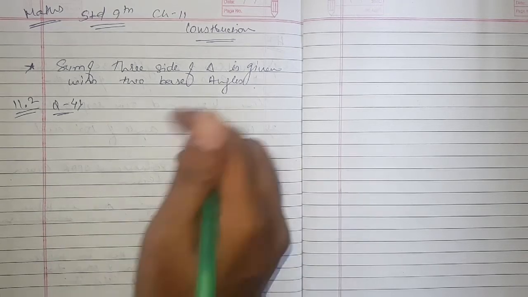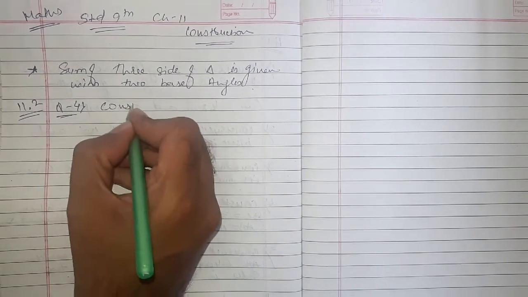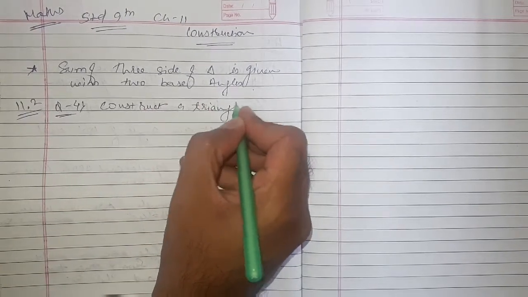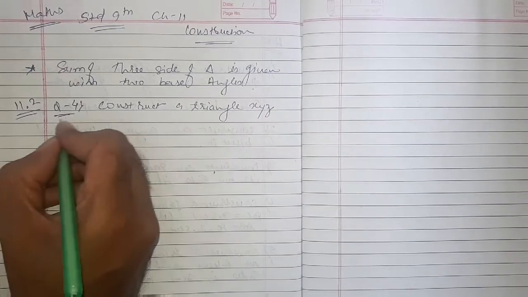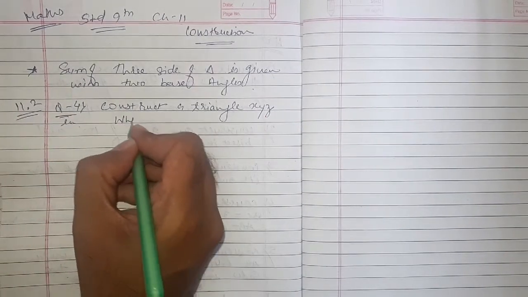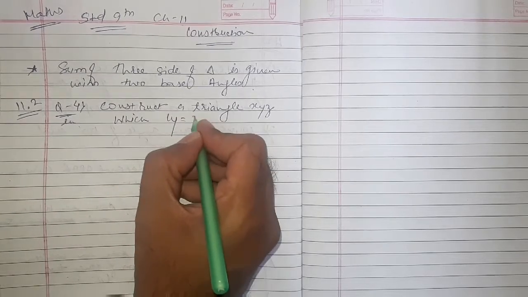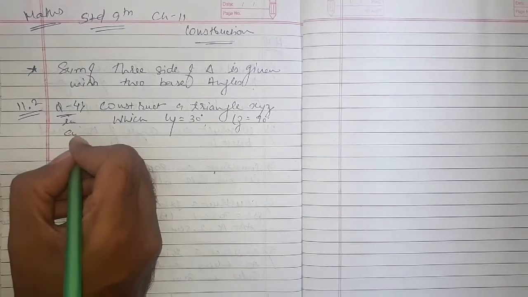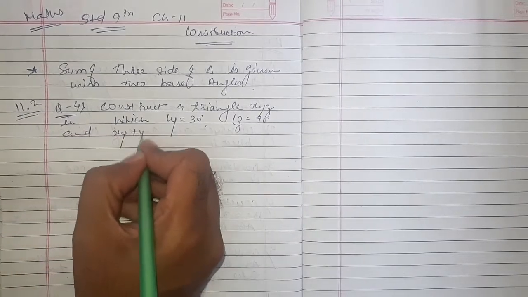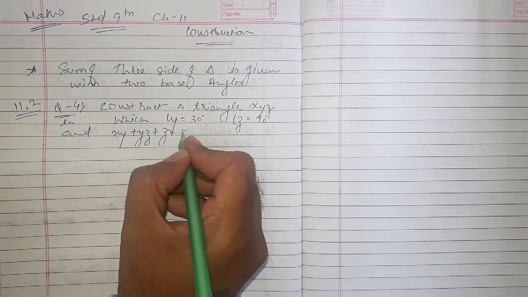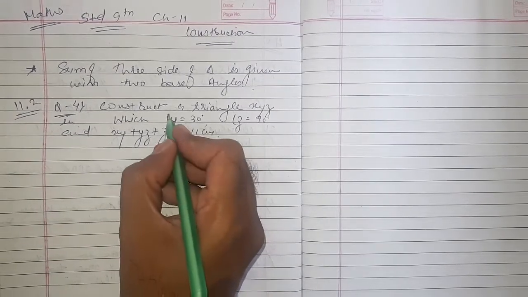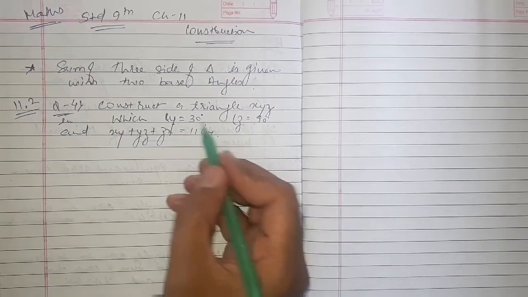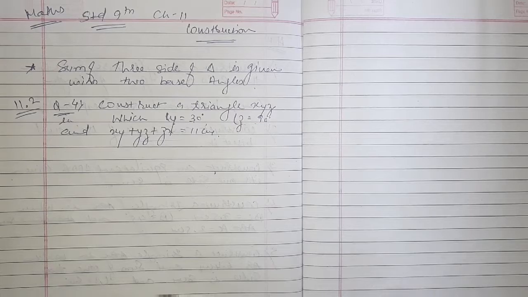So let's start. The question is: construct a triangle XYZ in which angle Y equals 30 degrees, angle Z equals 90 degrees, and XY plus YZ plus ZX equals 11 centimeters. Here the sum of the three sides is given as 11 centimeters, and the two base angles are 30 and 90.